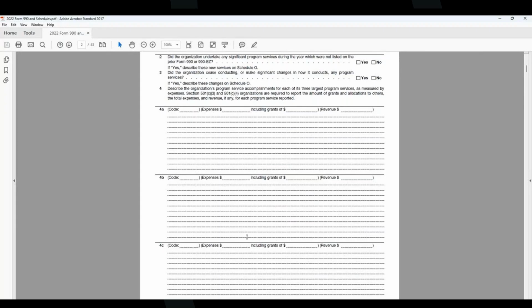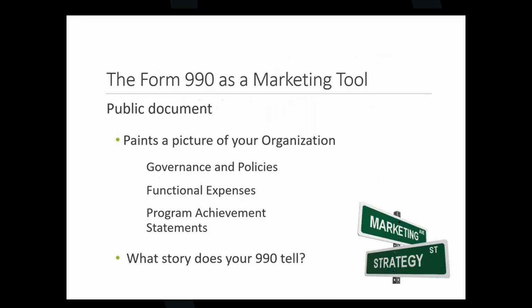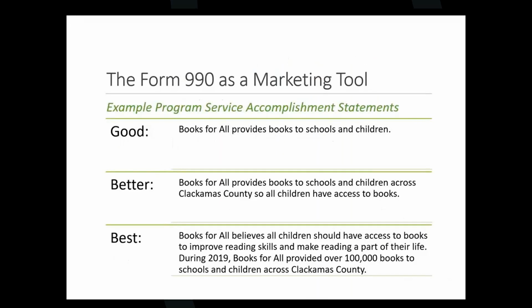And going back to the slides, here's an example of program service accomplishments. For the program service accomplishments, you want to use this as an opportunity to describe what your organization is doing. You'd want to include quantifiable data when possible, why your organization is providing this, and then also geographical information.